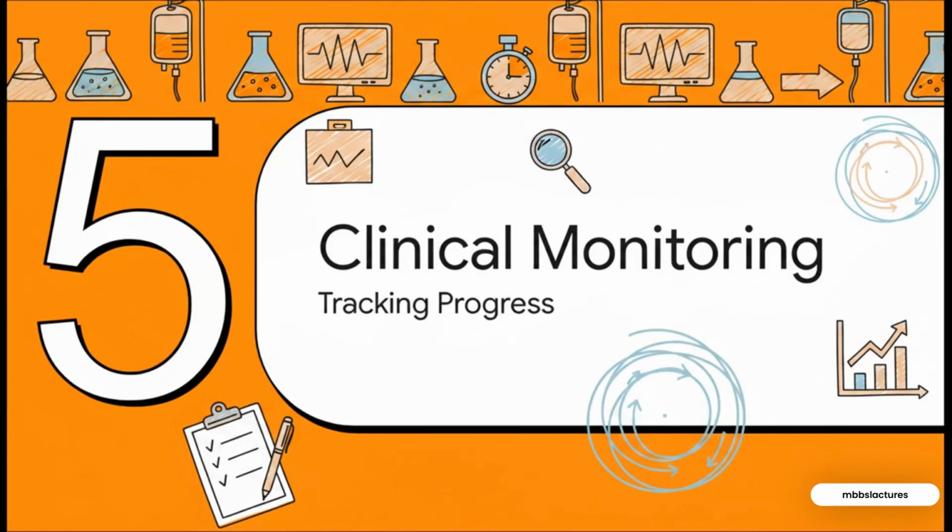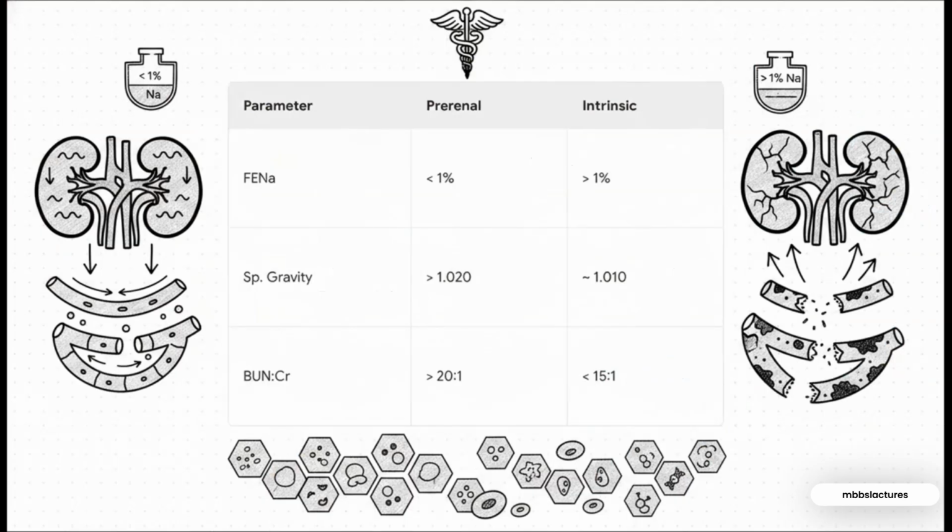Section 5. Clinical and laboratory monitoring. Tracking progress is how we know if our plan is working. Now, if you see this table on the wards or in an OSCE station, you must instantly recognize these indices. They're your diagnostic proof. A fractional excretion of sodium, or FeNa, of less than 1%, with a high specific gravity and a BUN to creatinine ratio greater than 20:1, that proves the tubules are intact and actively conserving sodium and water. It's purely prerenal. But if the FeNa is high and the specific gravity is fixed at 1.010, yeah, the tubules are officially necrotic. You are looking at acute tubular necrosis.